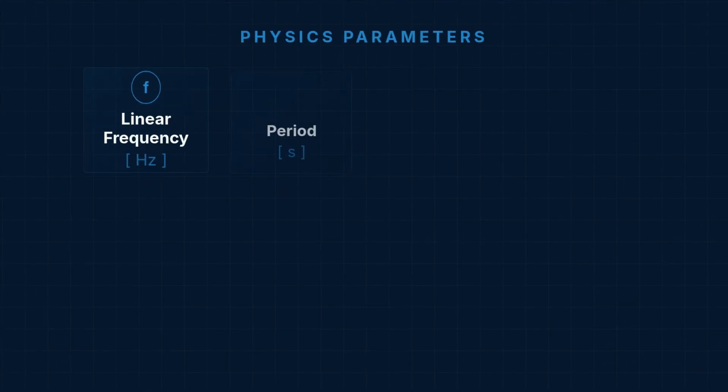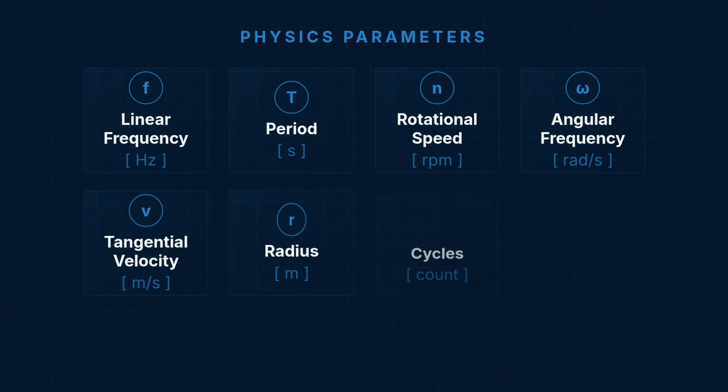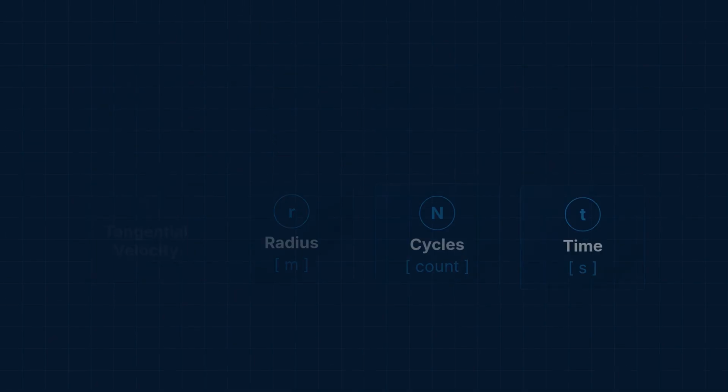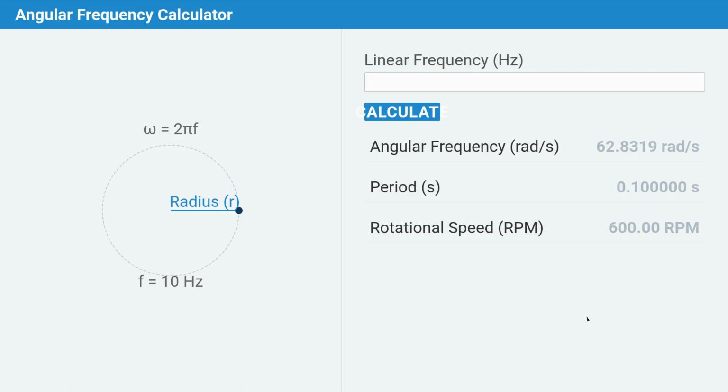The input fields include linear frequency, period, rotational speed, angular frequency, tangential velocity, radius, number of cycles, and time duration. Let's work through an example. I'll enter 10 Hz for linear frequency. After clicking Calculate, we get our results.